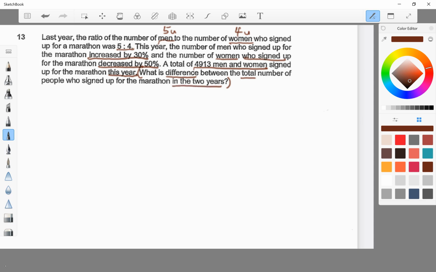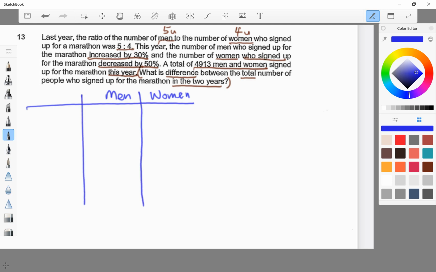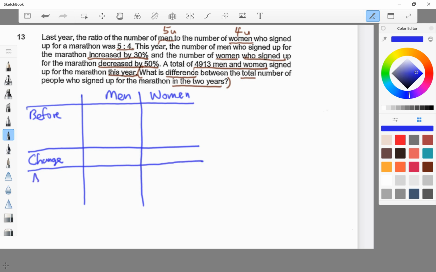So let us draw the table together. So we have men and women. I'll just quickly draw my table, and it takes no time at all. So before, I'll leave plenty of space for that. Okay, so before, change, and finally after. Before, change, after. Alright.